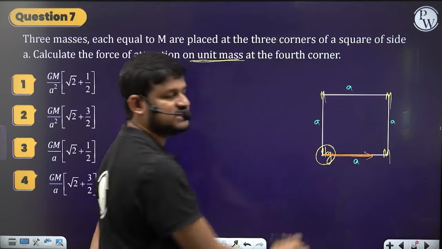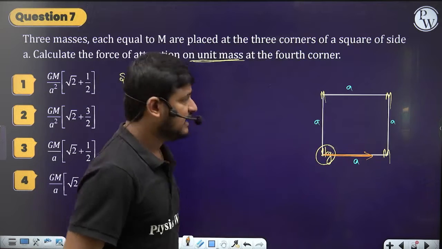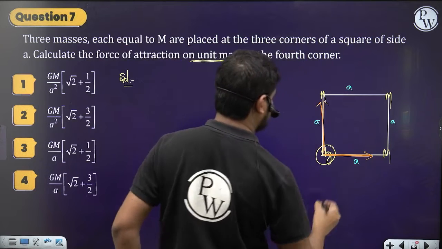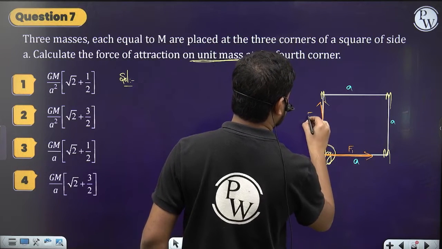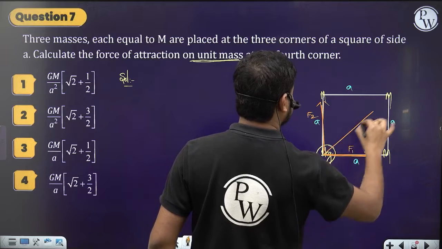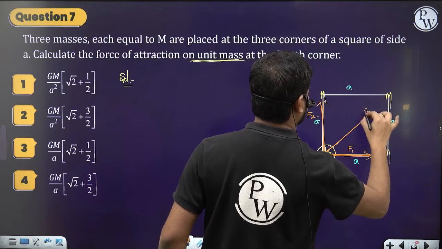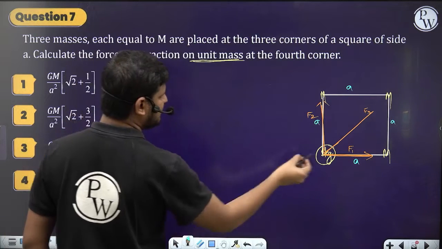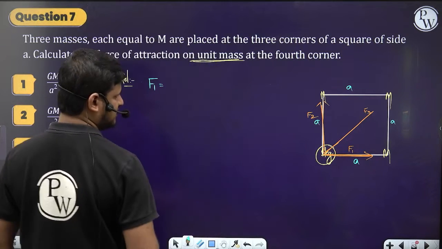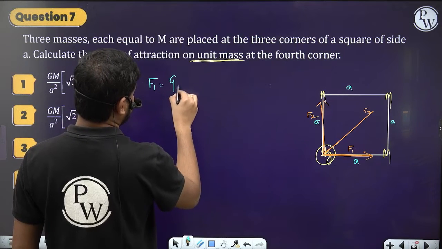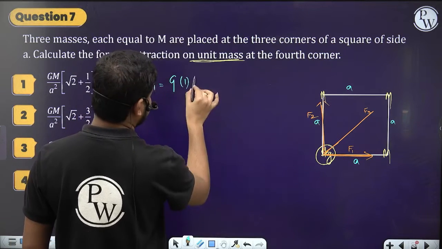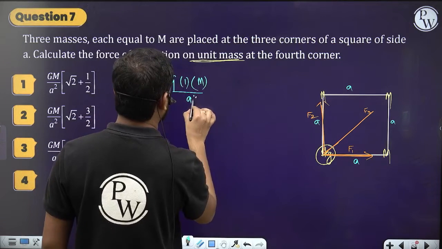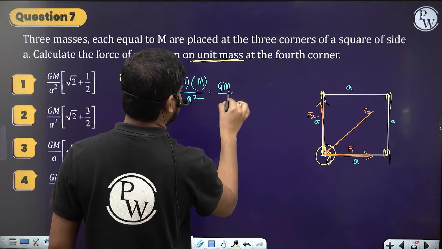Between these 2 masses, there is force, right? And between these 2 masses, again, the force will be there. Let it be the force F1, let it be the force F2, and between these 2 masses, the force F3. So we know the formula. F1 is the force between the first one and the second one. Which is G into mass 1 kg, the other mass is m, into the distance between them, which is a, so a square. So which is GM by a square, let it be.